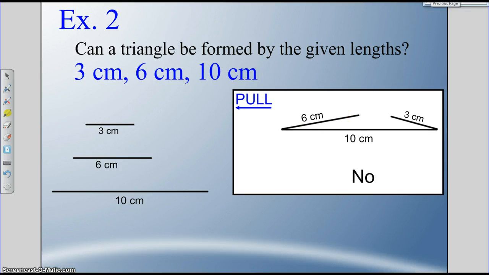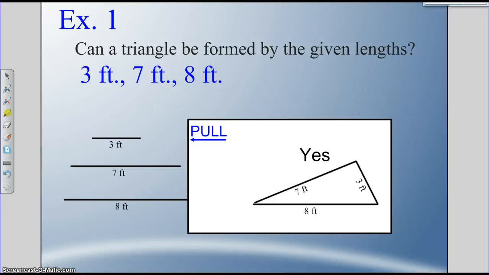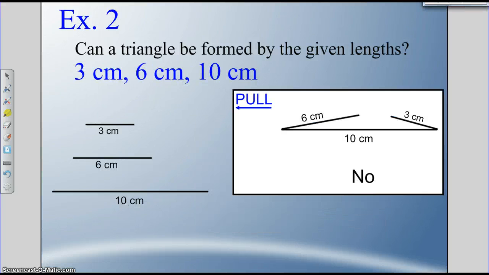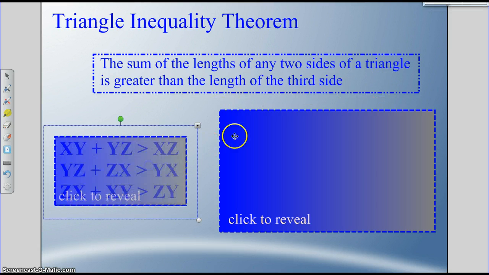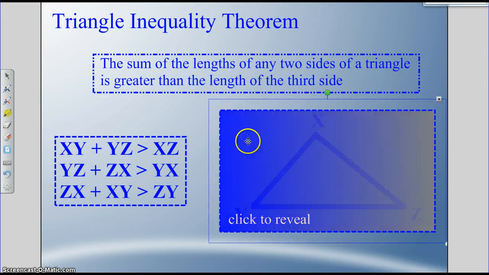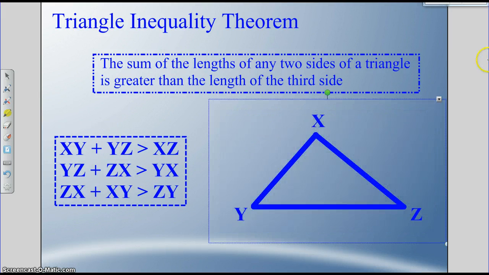So, what's the observation? I have 3, 7, 8. That made a triangle. 3, 6, 10. That made a triangle, but it didn't touch. So, let's investigate that. The triangle inequality theorem says the sum of the lengths of any two sides of a triangle is greater than the length of the third side. This is the triangle, and it says that XY plus this has to be greater than this.